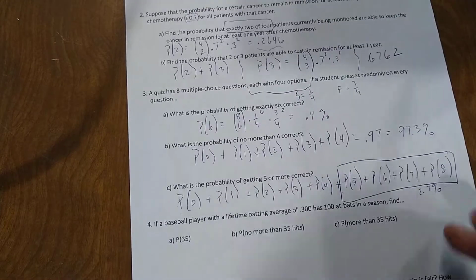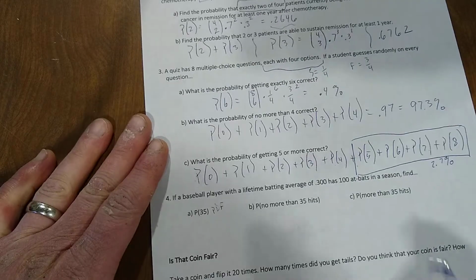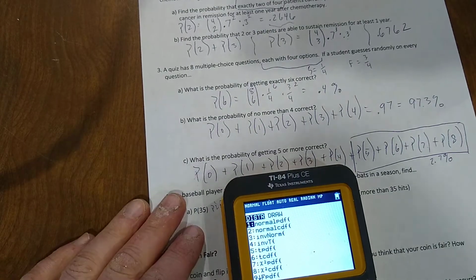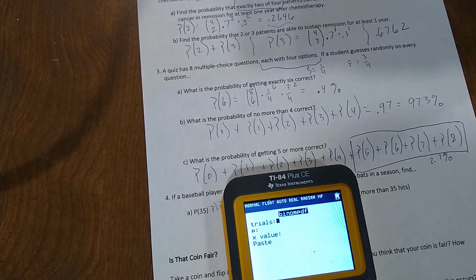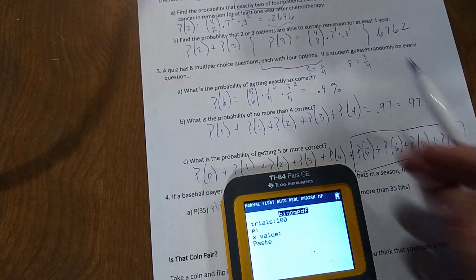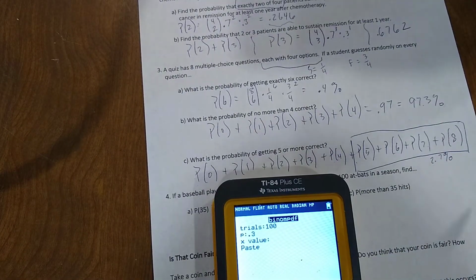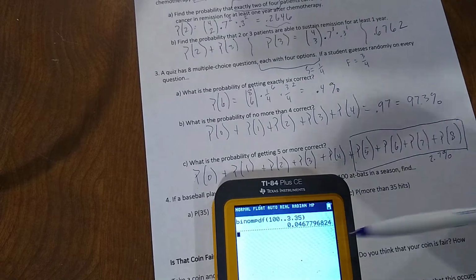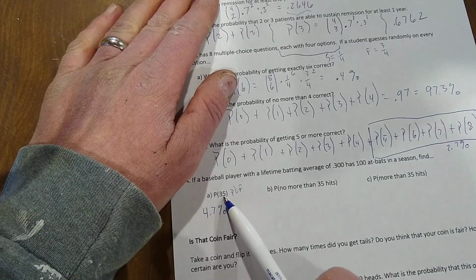All right, if you want 35 on the dot, that's what the PDF does. It does one probability and only one probability. So I'm going to go to the Binomial PDF, and I'm going to hit second, distributions. I'm going to go here to the PDF. That means one and only one, not the addition of. I know I have 100 trials because it says there's 100 at-bats. The probability of success would be 0.3. And in this case, I want exactly 35, and I'm expecting a very small probability. Yeah, a 4.7% chance.